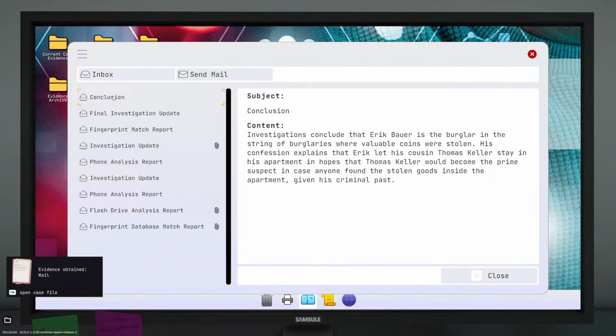Investigations conclude that Eric is the burglar in the string of burglaries, where valuable coins were stolen. His confession explains that Eric let his cousin Thomas stay in his apartment in hopes that Thomas would become the prime suspect in case anyone found stolen goods inside the apartment, given his criminal past.